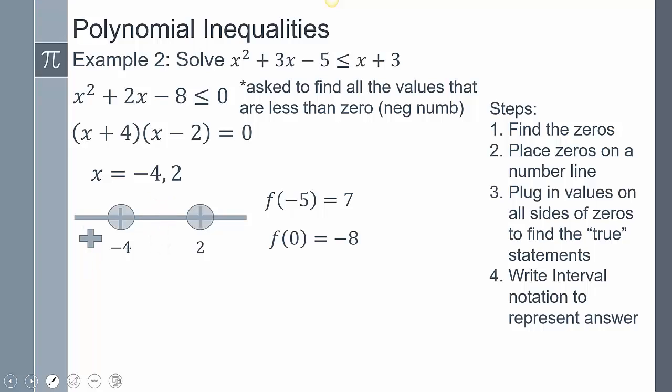Plug in a value here, 0, I get -8, so this interval will be represented by negative numbers. Plugging in a value here, 4, I get +16, and so that's going to be represented by a positive value. Because this statement says all the values that are less than or equal to 0, I know it's asking for all negative values, so that's going to be this interval here. And so now step 4, writing the interval notation of that, that's going to be from -4 all the way to +2, and it's going to have brackets.